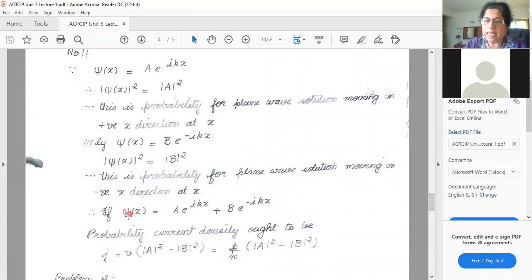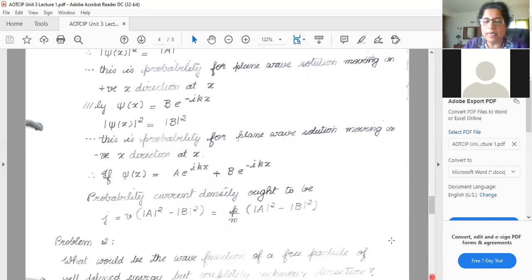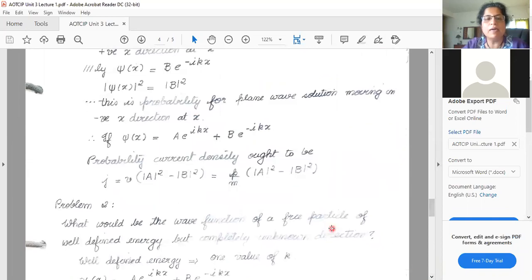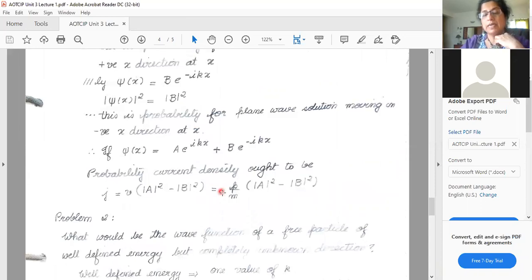So if your psi x is now a combination of the two, obviously your probability density current will be nothing but velocity into mod A square minus mod B square, which is nothing but P by M into mod A square minus mod B square. I think this is something all of you will be aware of. Some of you may not have actually worked it out, but I would suggest that now that you know the solution, try and work it out. So let's get back to the problem.